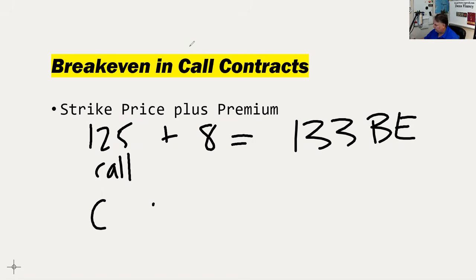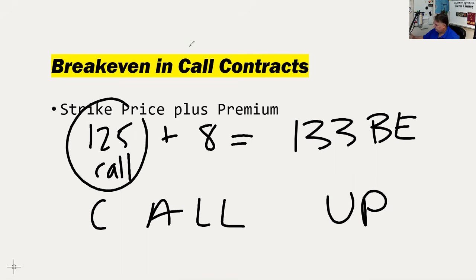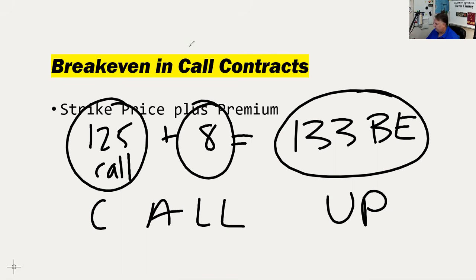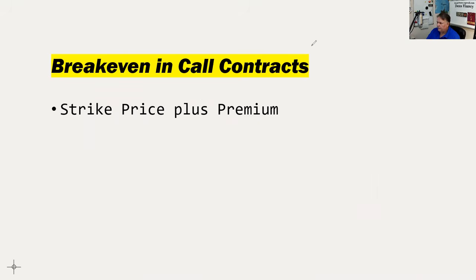Good mnemonic that we use is call up. Call up. The break even on call contracts is strike price plus premium. And then what I would suggest is you put a little arrow next to it, the break even, where you want it up or down. So if I were long this Apple, 133 or higher, I'm a winner. 133 or less, I'm a loser. Good way to remember that is call up. Okay, so that's the break even on call contracts.